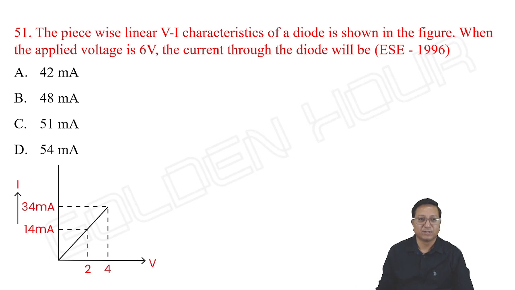See this question. The piecewise linear VI characteristics of a diode is shown in the figure. When the applied voltage is 6 volts, the current through the diode will be. It is also one interesting question. Some characteristics are given and they are asking what is the current corresponding to 6 volts. Okay. How do we do this?